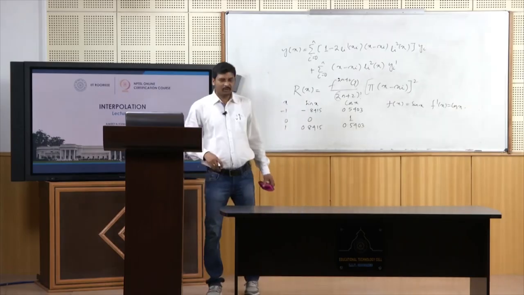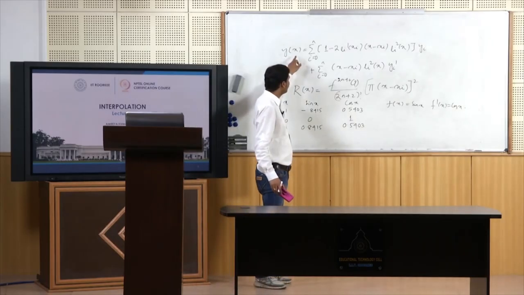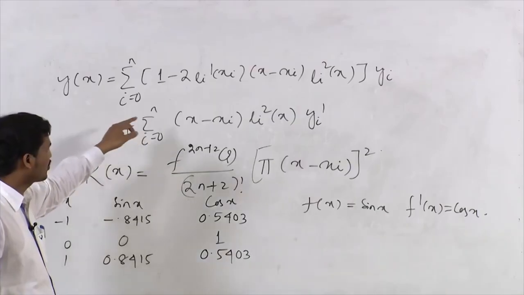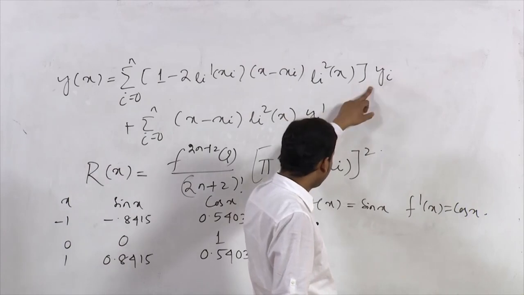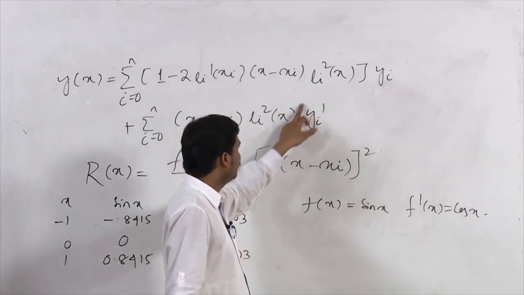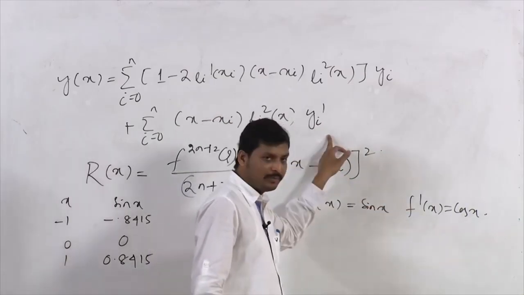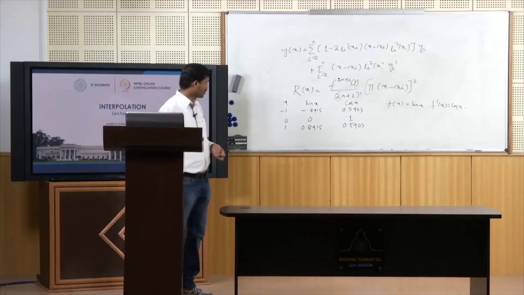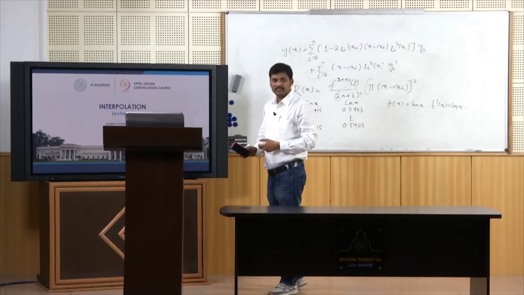And if we want to express this one in the formula, like here, y of x, if we want to find, so directly we can just put y of xi as f of xi, that is sine of xi here, and if we want to put yi dash of xi here, so that can be written as cos of xi there. So first we have to find here L0 of x.